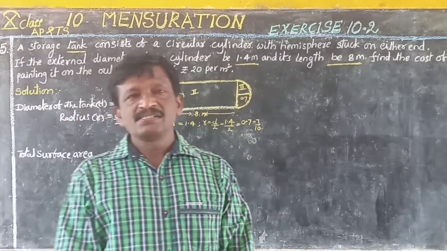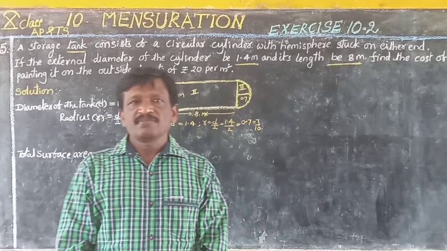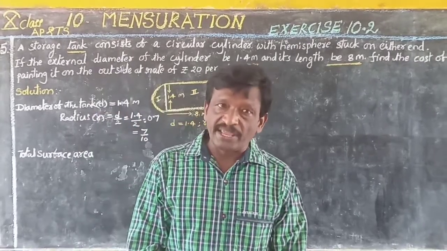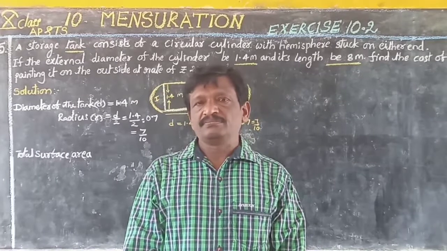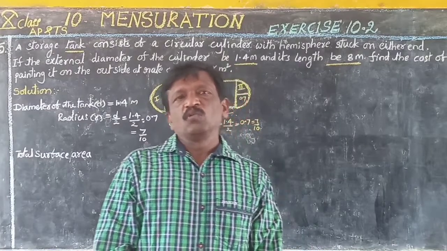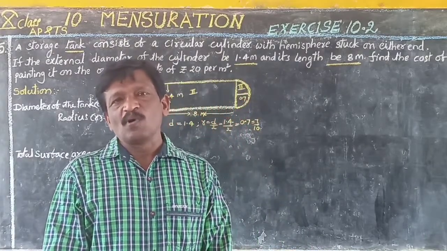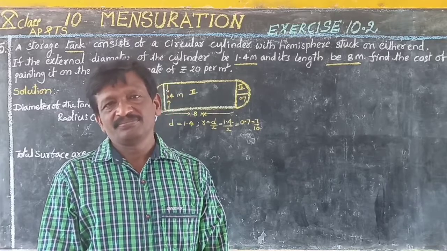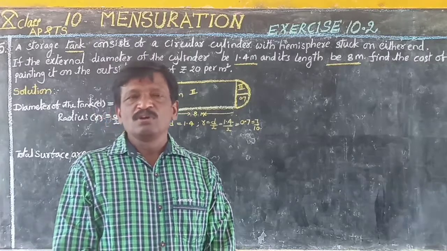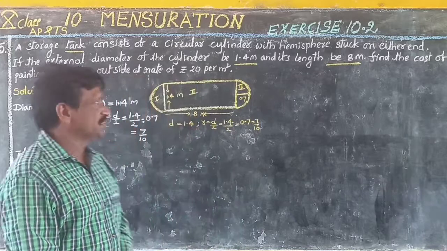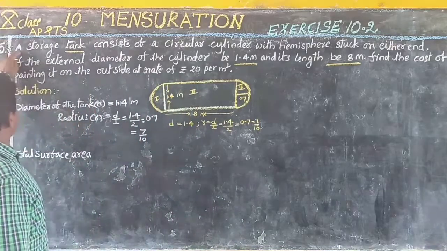We learnt part 1, part 2, part 3 in mensuration. Now we are learning part 4 in mensuration. Let us come to mensuration part 4. The sum is fifth sum.